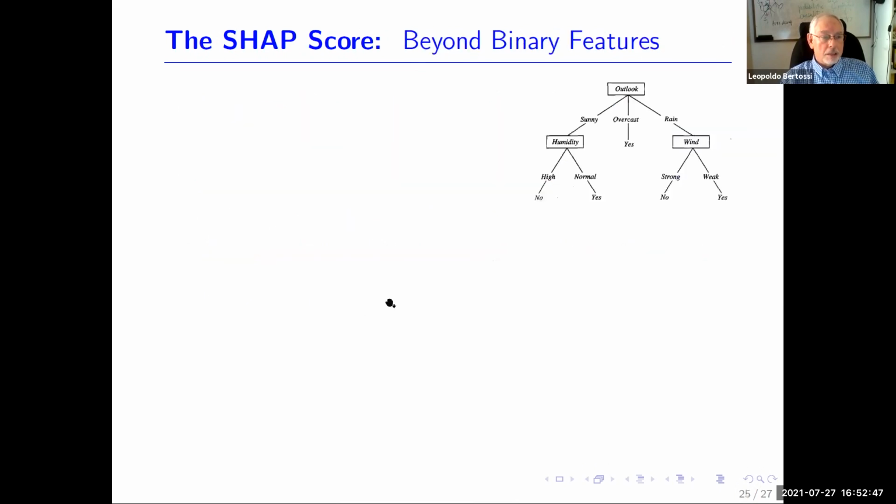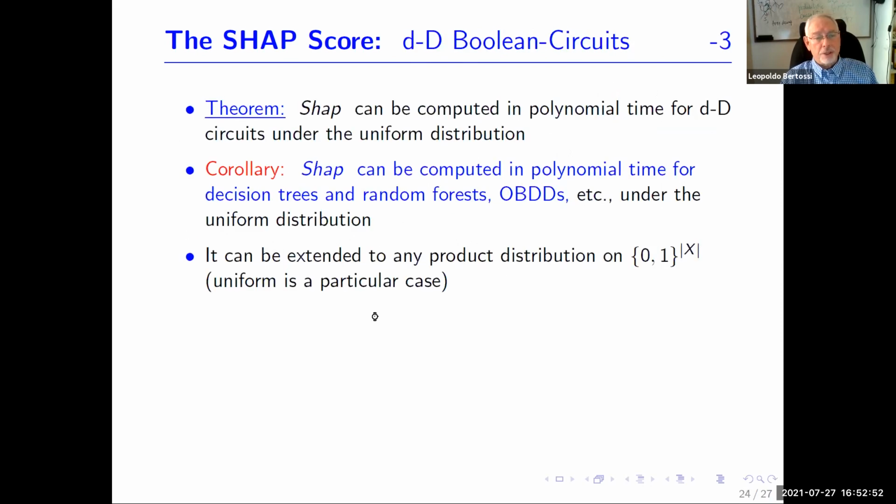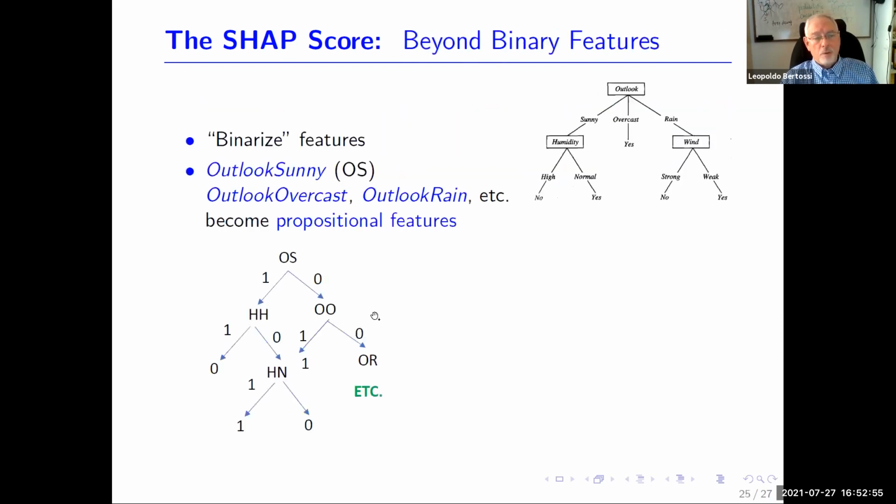All this has been done with binary features. For beyond binary features, well, we could do binarization. I mean, we have something like this, for example, where the classifier is a decision tree, but features are not binary. And we have, for example, here 3 feature values. Well, we can binarize, introducing propositional features for every possible value, basically, and we can transform this into a binary decision tree. So this can be extended to these cases as well.